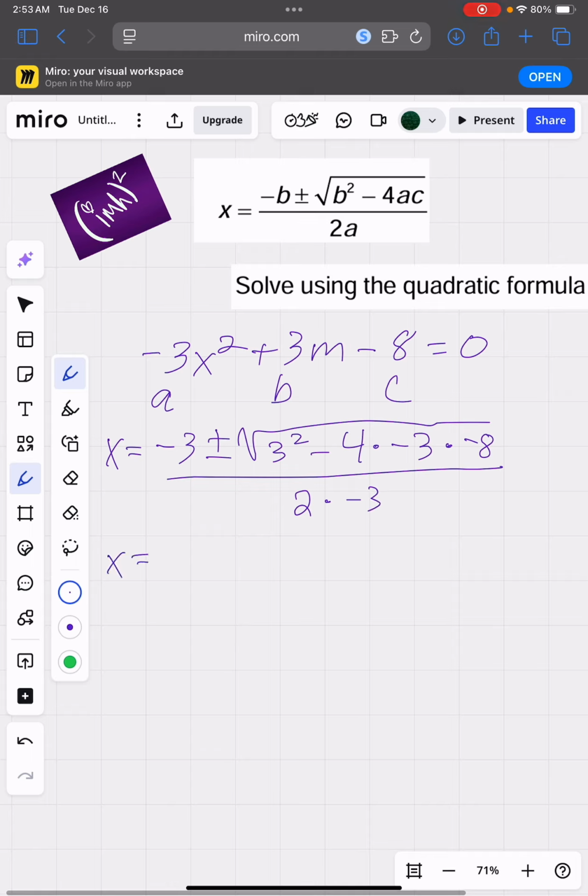So we have negative 3 plus or minus under the radical 3 squared, take away 4 times negative 3 and then times a negative 8. And just so that you don't get these signs mixed up, we basically have a negative times a negative, and then that's a positive times a negative is a negative. Okay, 2 times negative 3, right? And now simplify again.